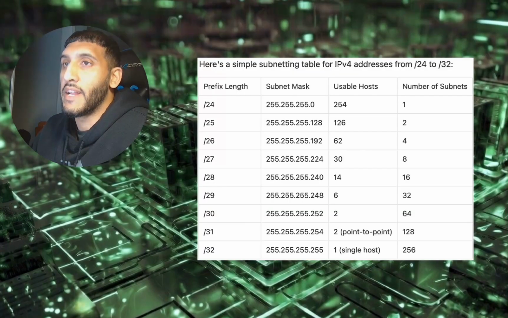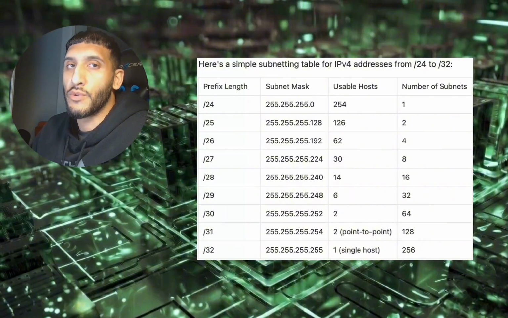Now this is a subnetting table. This is a very useful resource. This specific one goes from 24 to 32, but they go all the way from 32 to 0. My recommendation is to Google one, print it out, and put it on your desk so you always have it in front of you. It'll really help you get a grip of this concept when you're going over problems.